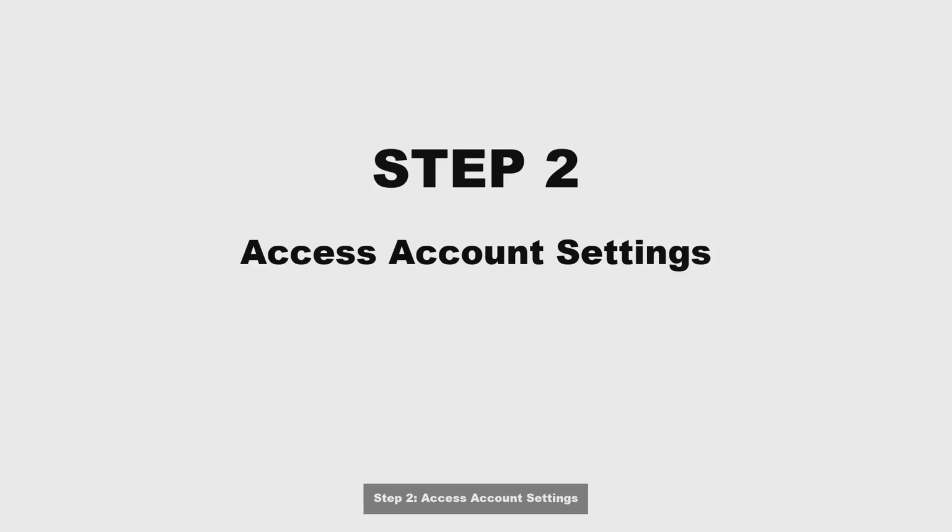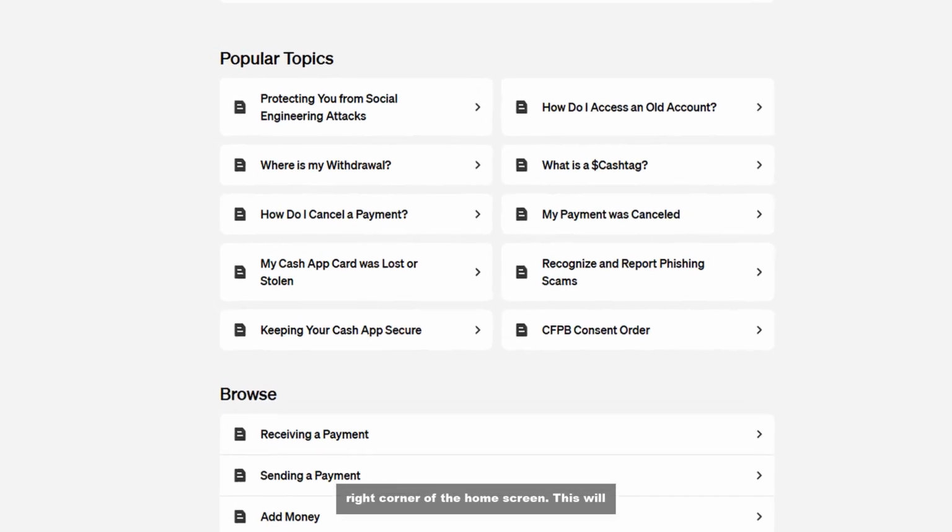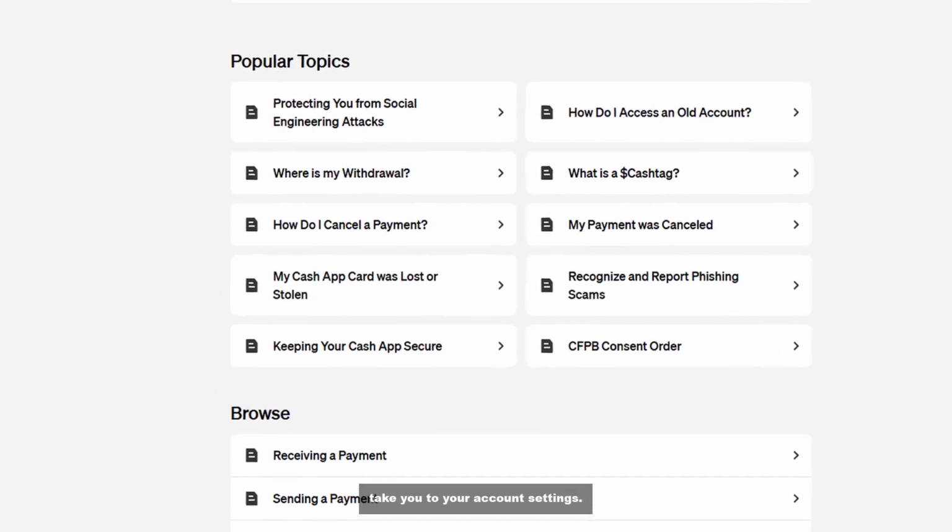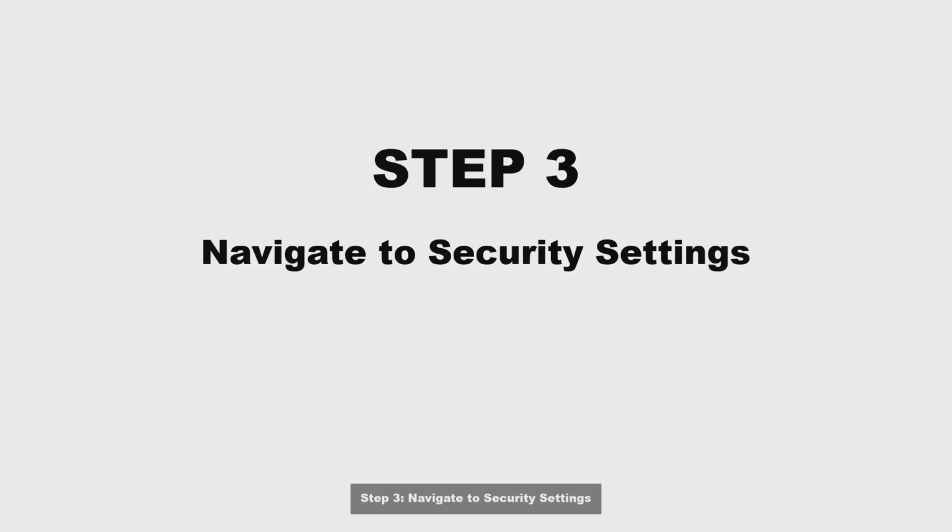Step 2. Access account settings. Tap on the profile icon located in the upper right corner of the home screen. This will take you to your account settings. Step 3. Navigate to security settings. Scroll down and look for the privacy and security section. Tap on it to find the security options available for your account.